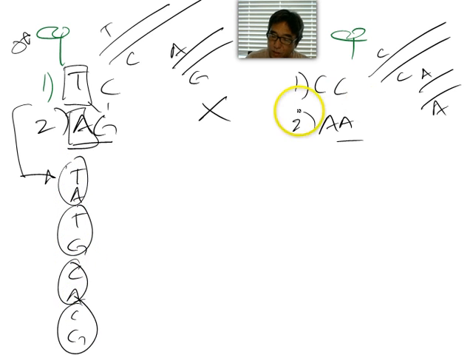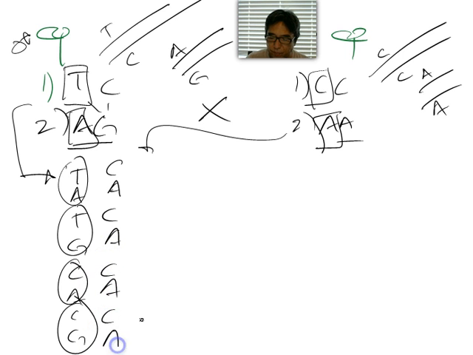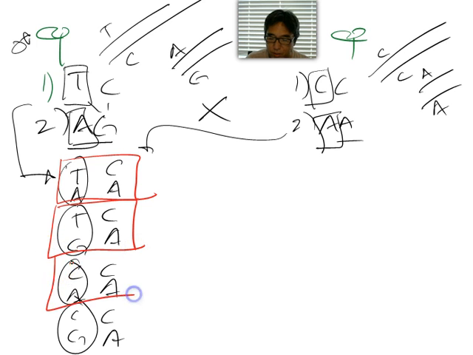And then this plant, let's say this is the female plant, so it produces the eggs. These eggs will look like this. They're gametes. From position 1, only C ever. And from position 2, only A ever. So then you will have C, A, C, A, C, A, C, A. So in the progeny plants, you will have these possible genotypes.